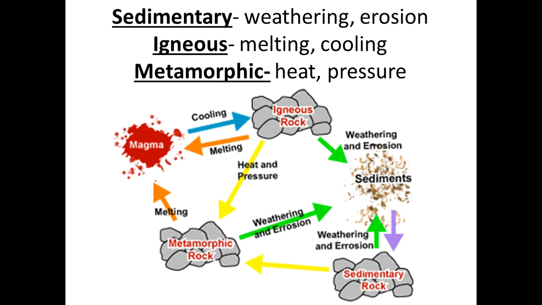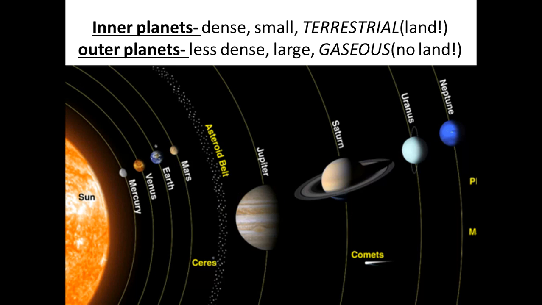We look at the three different kinds of rocks that form. Sedimentary is when weathering and erosion happens to any of the types of rocks. Igneous, coming from the inside of the earth, coming out through a volcanic explosion, is when those rocks get melted and then cool. And metamorphic, metamorphosis meaning change, is when we get heat and pressure, lots of it, applied to these types of rocks and turns it from one type of rock into another.